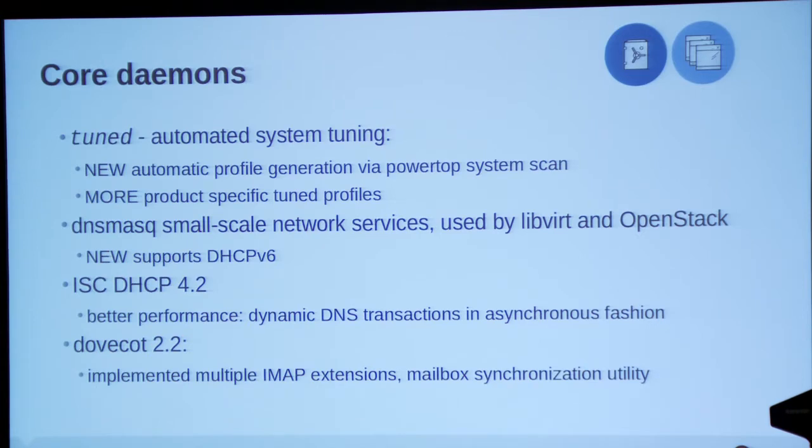ISC daemon, DHCP 4.2. As in many cases, there are performance improvements based on dynamic DNS transactions which are run asynchronously. And Dovecot 2.2, the mail server, comes with a mailbox synchronization utility and multiple IMAP extensions.